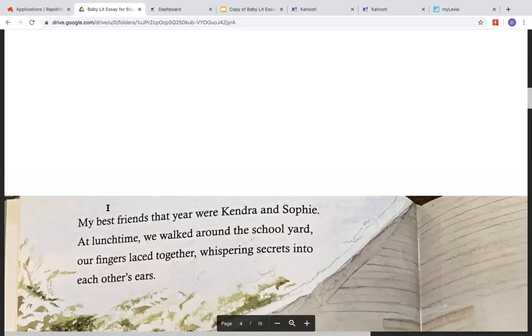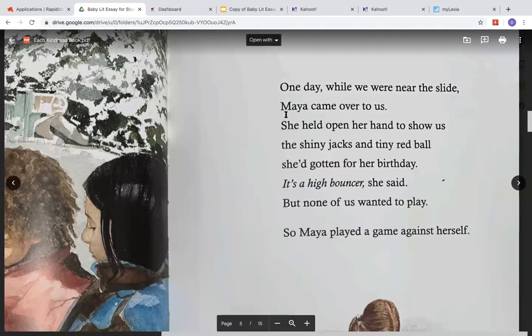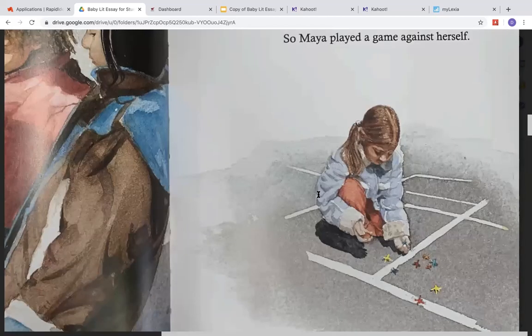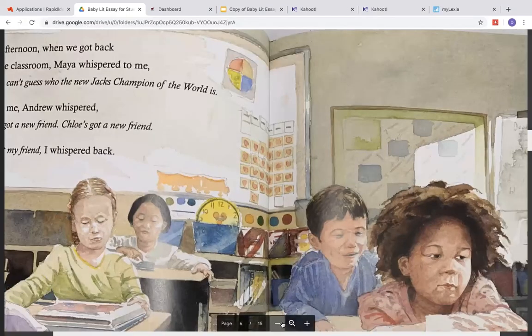So if I scroll down here, look, I see that, okay, all normal letters, normal letters, normal letters. Okay, here's some letters that are kind of slanted. It's a high bouncer, she said. So we know that that is exactly what Maya said. She said it's a high bouncer. All right, guys, we are running out of time, so we're just going to look at this page.